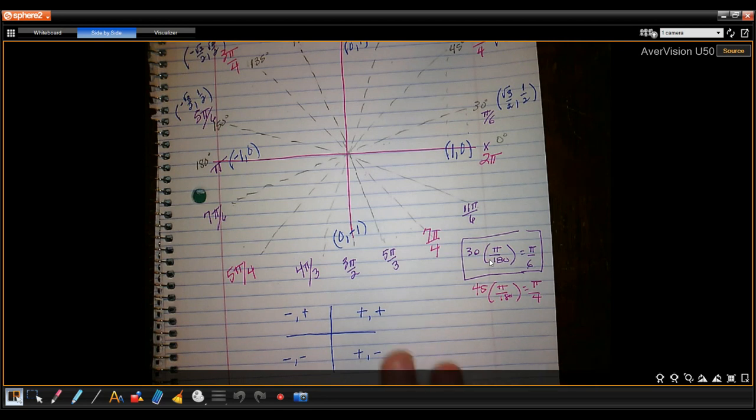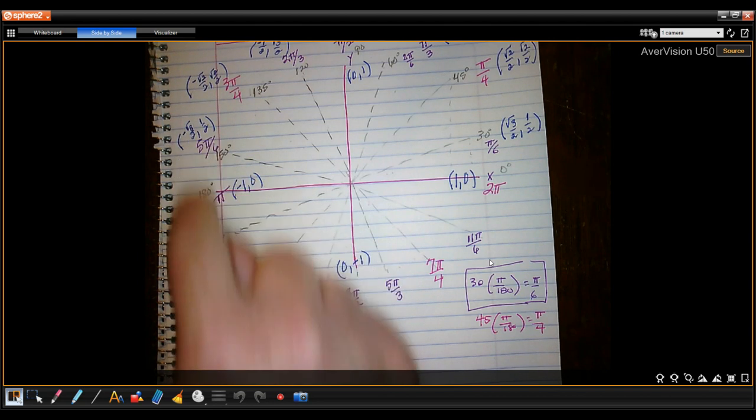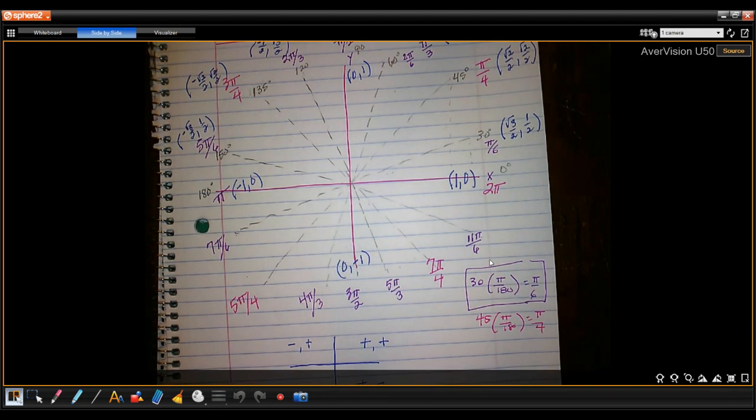So hopefully that's a good overview. I did not finish because I didn't want to go too long, but you would just reflect your points here to here. So hopefully that helps.